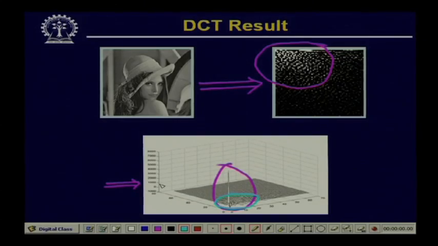So, after discussing all these different properties of the discrete cosine transformation, let us go to the other transformation, which we have said as Walsh transformation. So, now let us discuss the Walsh transform.